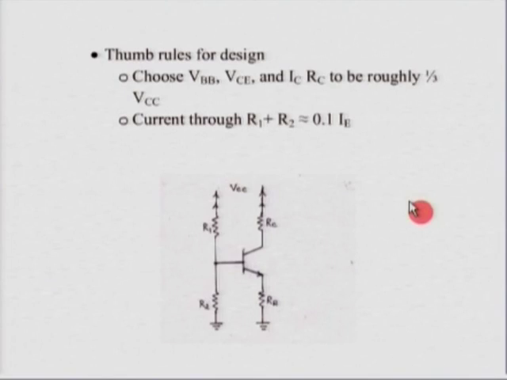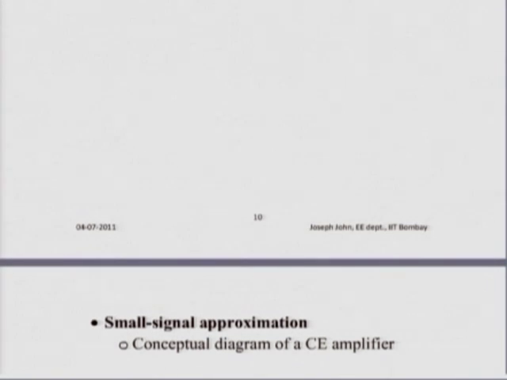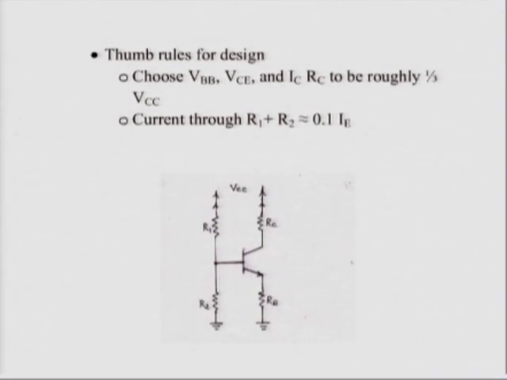So, as a thumb rule, to ensure stable biasing and also to ensure that the operating point stays somewhere in the middle of the characteristics, we choose the VBB, which is the base potential, VCE and ICRC, the drop ICRC. We take all these three to be roughly 1/3 of the supply voltage, and to ensure that beta variations do not upset, we could take the current flowing through R1 and R2 to be approximately 10% of the current IE, the emitter current.